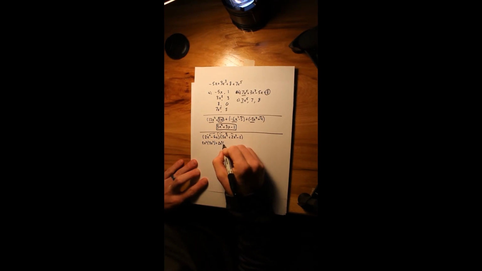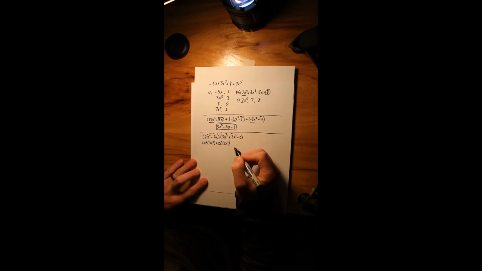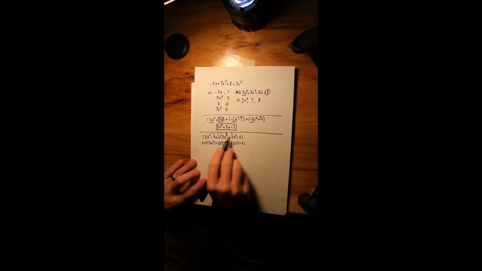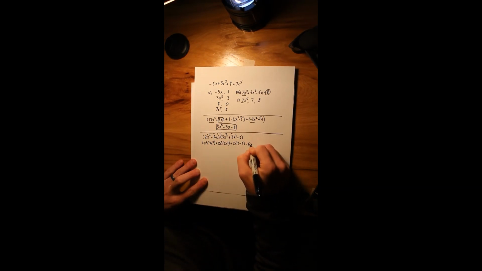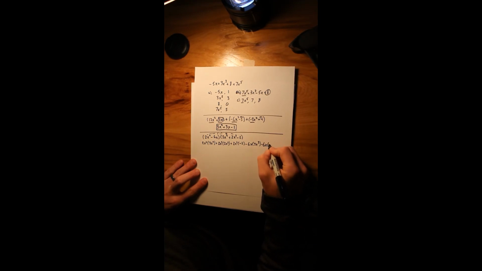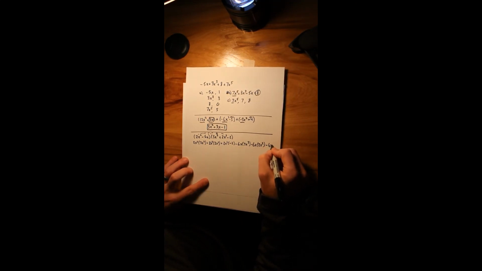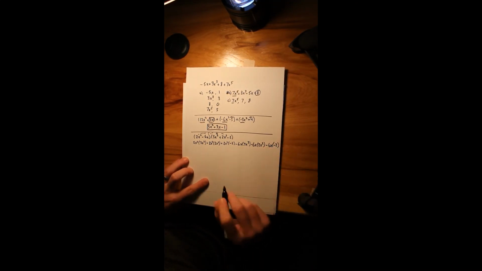2x squared times 2x squared plus 2x squared times negative 2. So I just multiplied this times each piece. Now, same thing with the negative 6. So negative 6x times 3x cubed, negative 6x times 2x squared, negative 6x times negative 2.